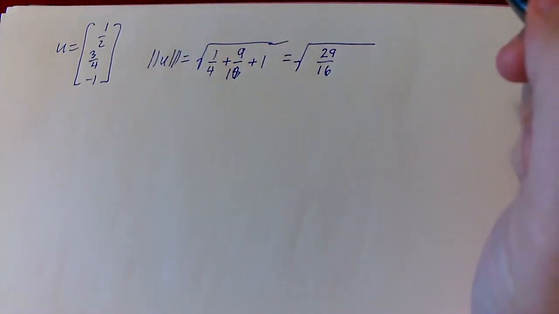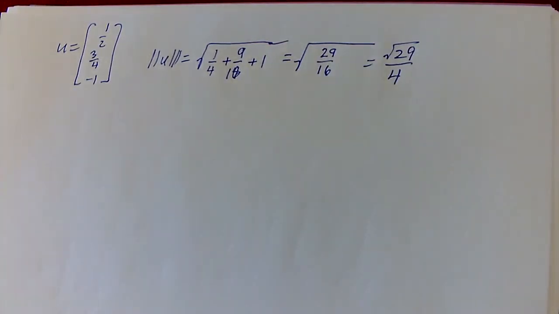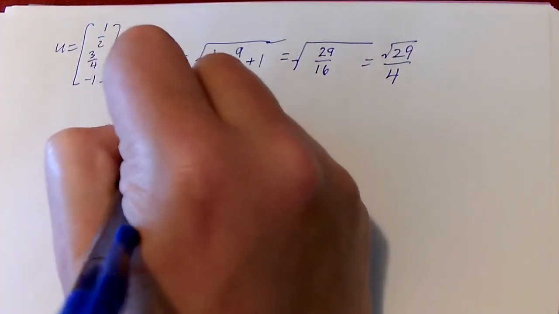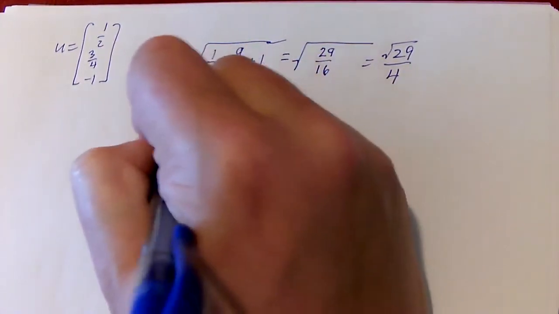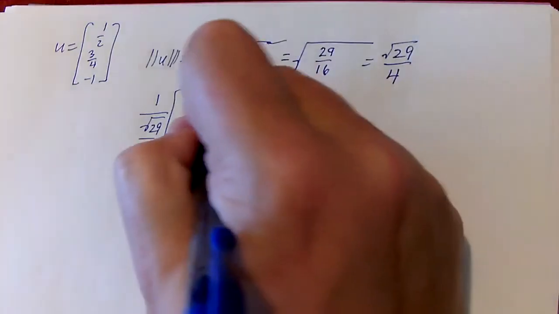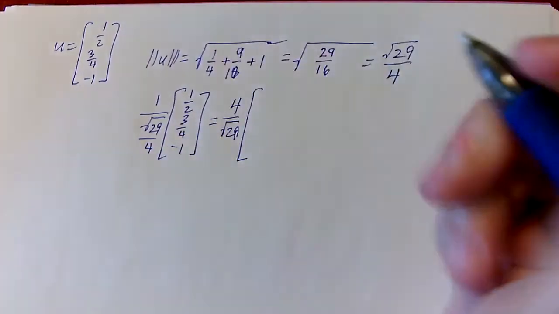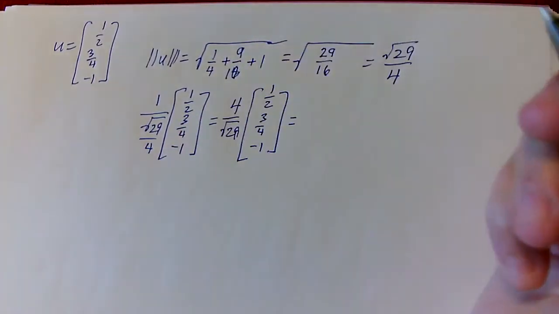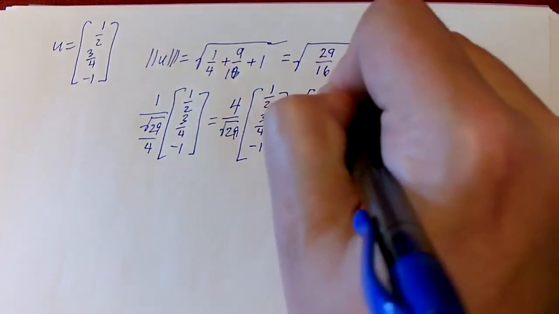Use your calculator if you need to, nothing wrong with that. Simplifying that, I get the square root of 29 over 4, because the square root of 16 is 4. So square root of 29 over 4 is the norm. I'm going to take 1 over the square root of 29 over 4 and multiply that times my vector u, 1/2, 3/4, -1. Flip that around, so it's going to be 4 over the square root of 29. Again, 1/2, 3/4, and -1. So 1/2 times 4 over the square root of 29 is 2 over the square root of 29.